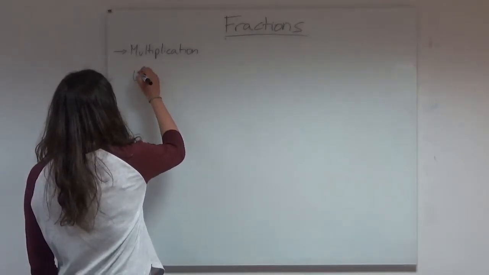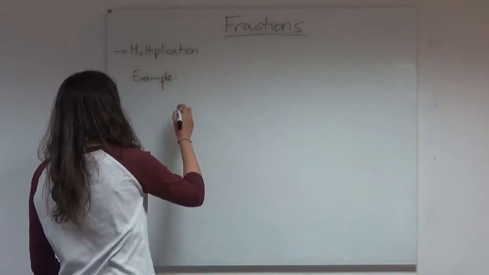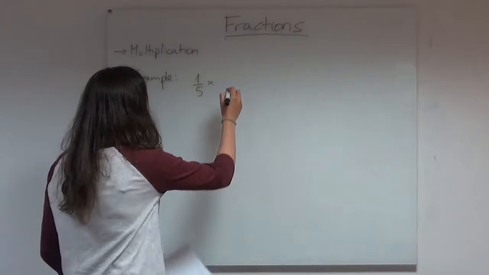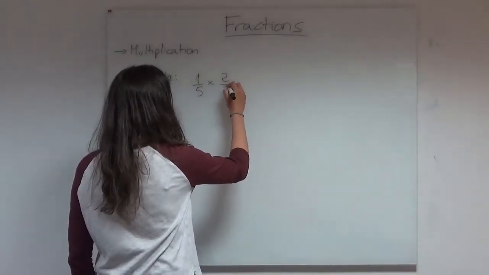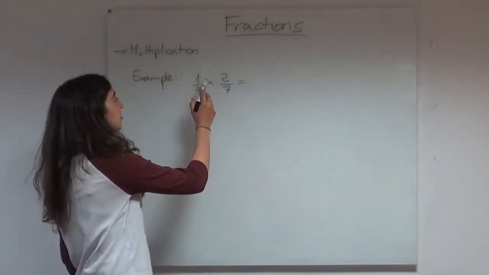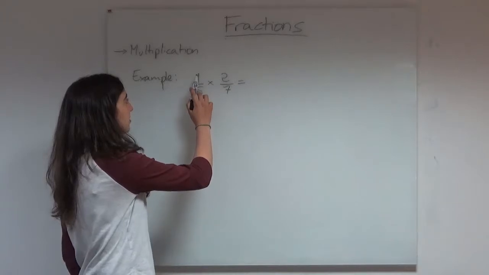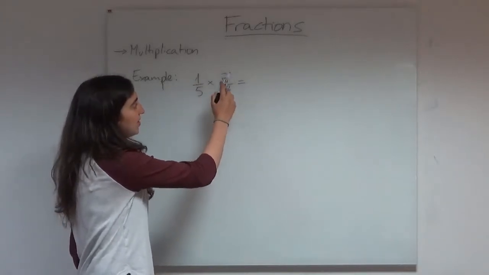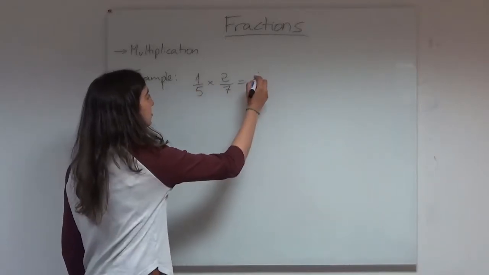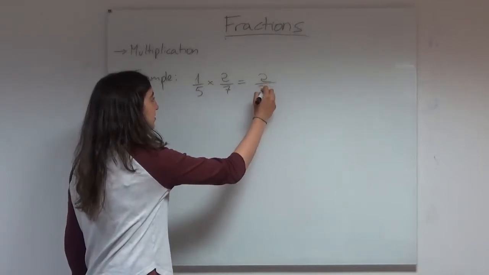So the first example is going to be 1 over 5 times 2 over 7. For multiplying fractions, you just multiply what's on top and what's on the bottom part. So it's multiplying the numerators and then multiplying the denominators. So this would be 1 times 2, which is equal to 2, over 5 times 7, which is 35.